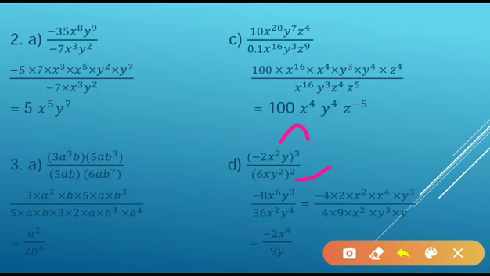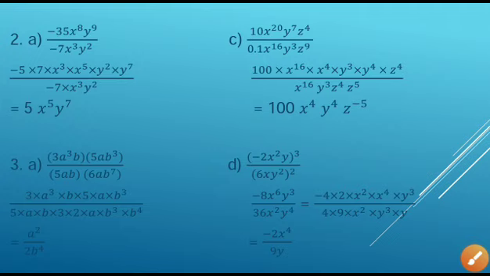Now just expand the numerator and denominator. This 8 can be written as 4 into 2. X to the power 6 can be written as x square into x to the power 4, and y cube will be as it is. 36 can be written as 4 into 9. X square will be as it is, and y to the power 4 can be written as y cube into y. 4 will be cancelled, x square will be cancelled, y cube will be cancelled. Minus 2 x to the power 4 upon 9y will be your answer.